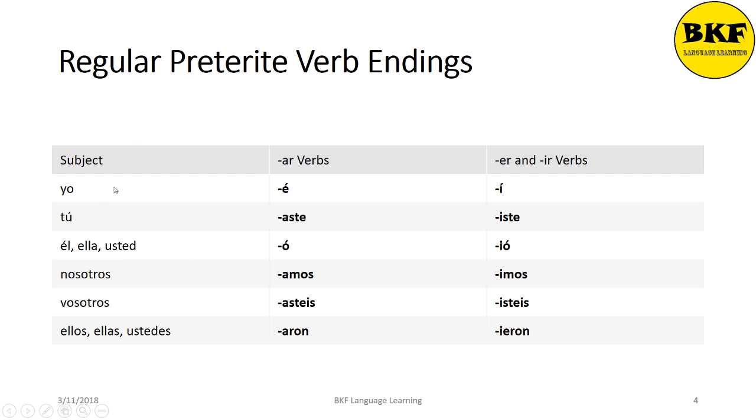These are the subjects. For yo, I'm going to add é at the end, and for ER and IR verbs, I'm going to add an í. Similarly, for other subjects, these are the endings. So you can make a note of these endings. This will come in useful to you.